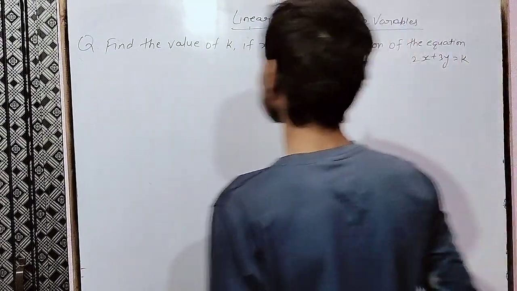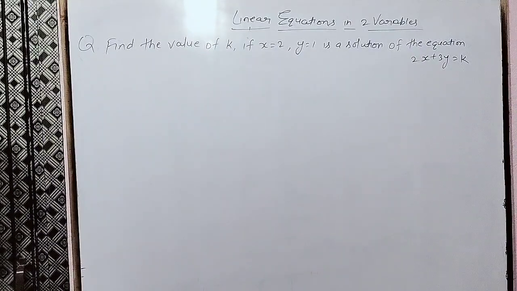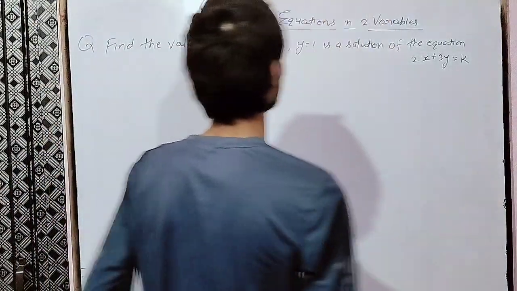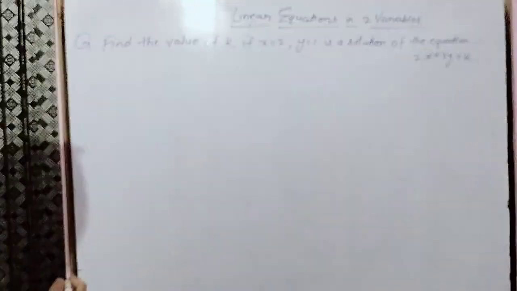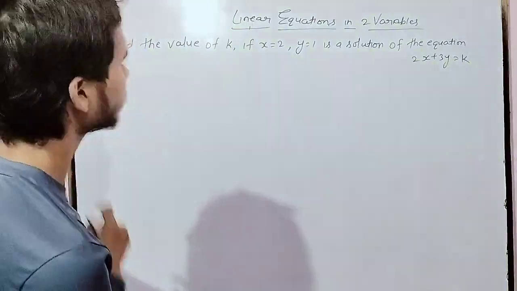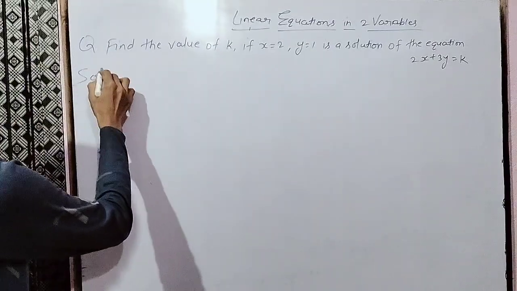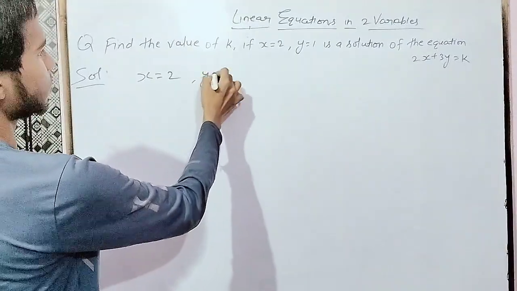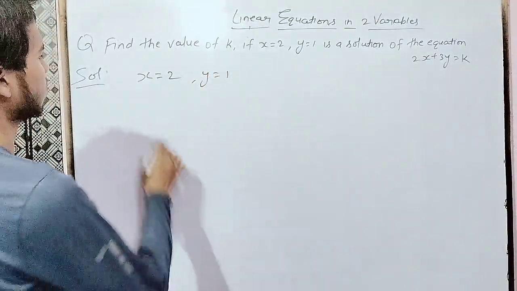We have a linear equation. How do we say that we have a linear equation? Because the degree is 1, and it is a linear equation in two variables, because there are two variables. Now, the question is saying find the value of k in the given equation. It is very easy. When x is 2, y is 1, it becomes easy.